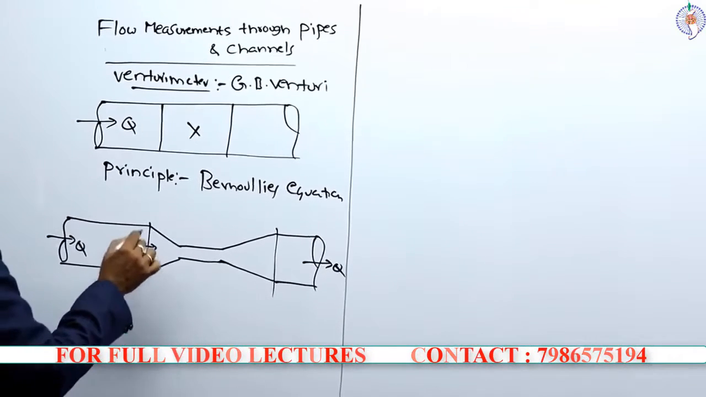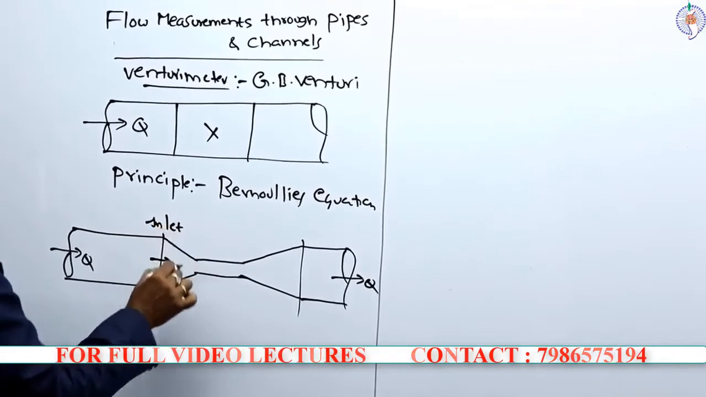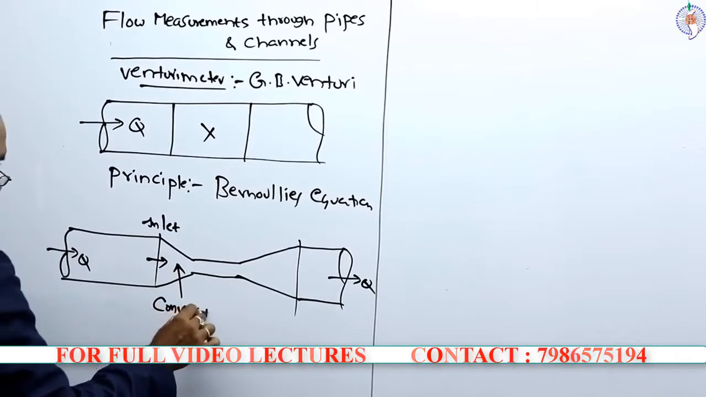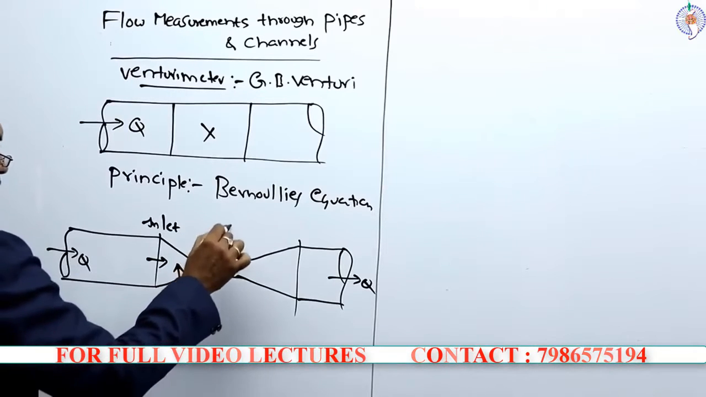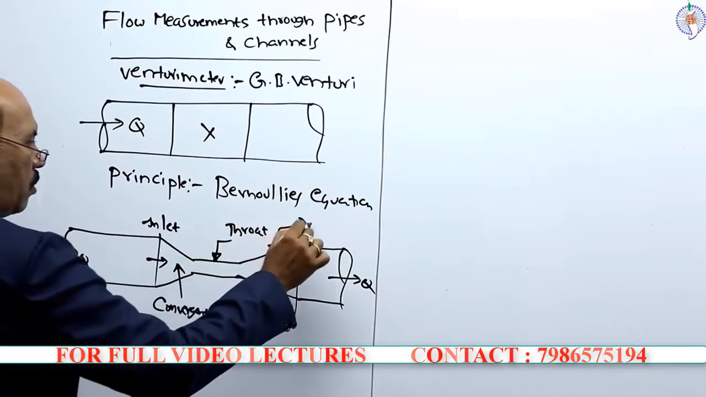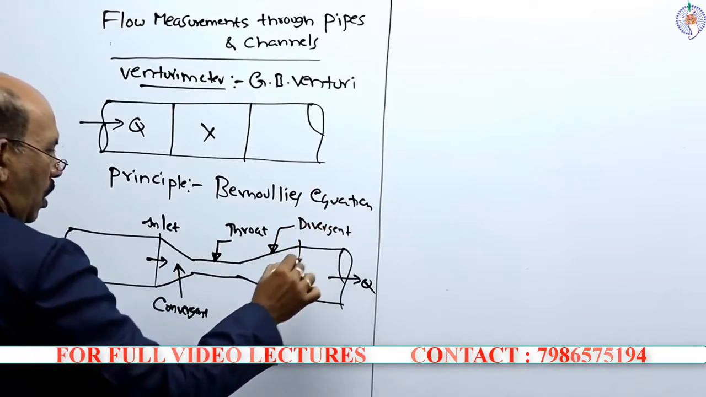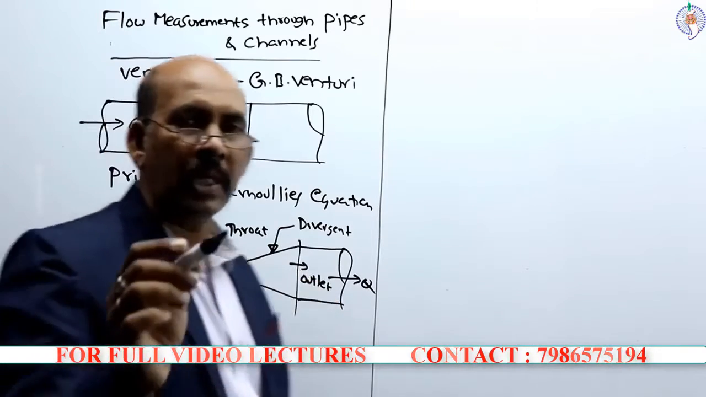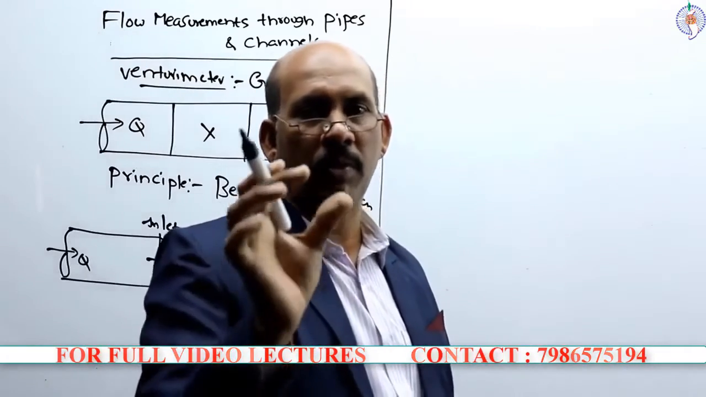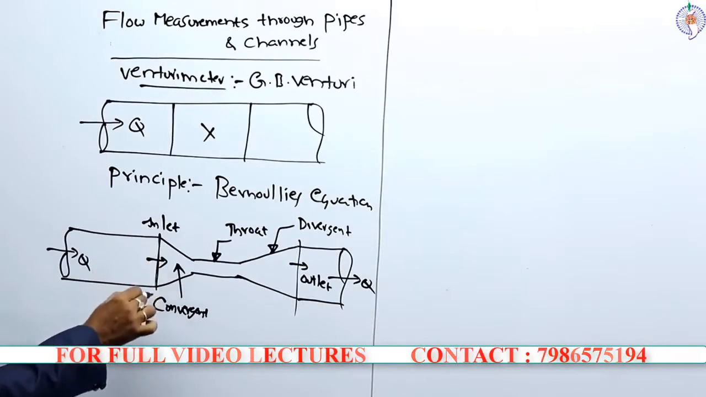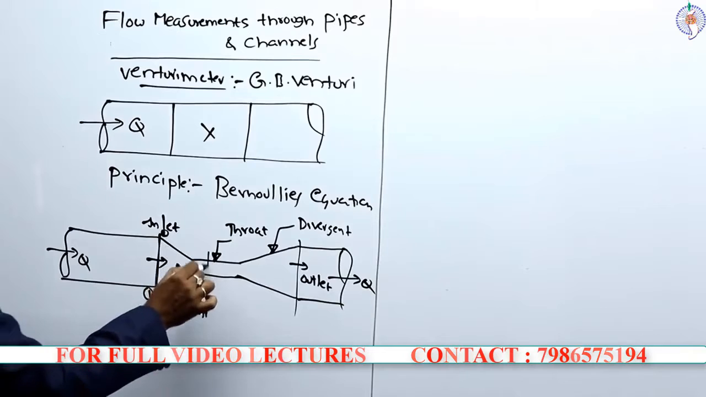So this is the inlet portion followed by the convergent portion, and this is the throat, and this is the divergent portion, followed by the outlet. The basic principle on which this Venturi meter works is that we are creating a pressure difference between two points. This is section 1-1 and this is section 2-2.